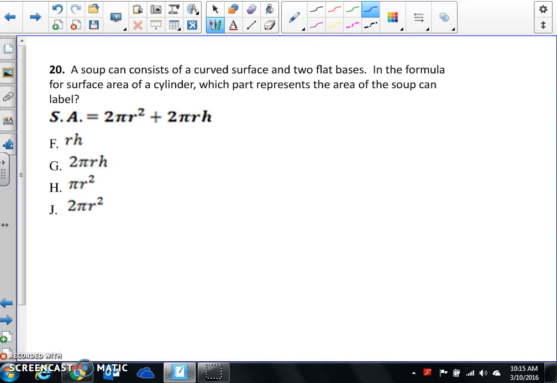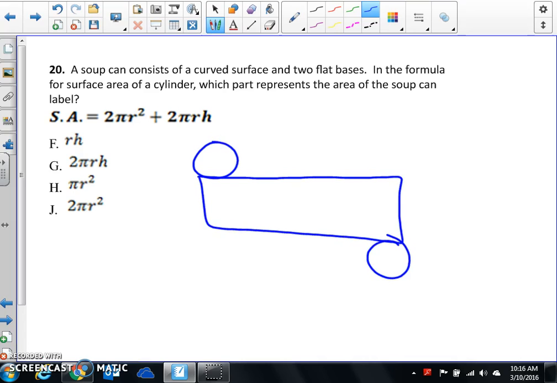Okay, a soup can consists of a curved surface and two flat bases. In the formula for surface area of a cylinder, which part represents the area of the soup can? Remember, this is what a cylinder is, or this is its net. So we have two circles, and then we have that outside.